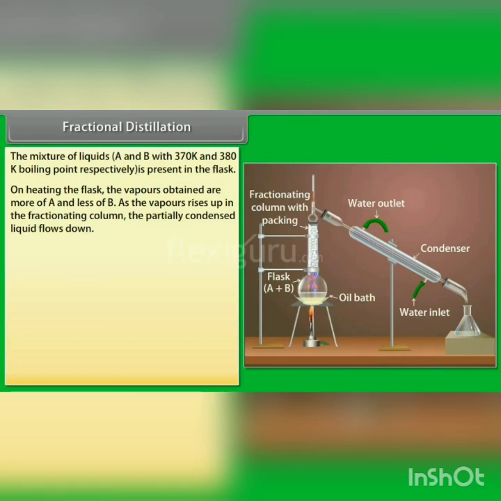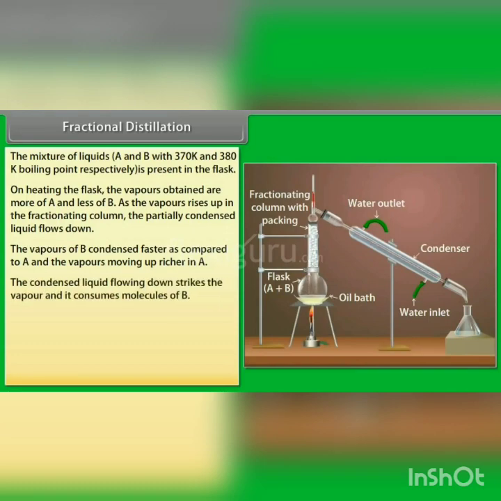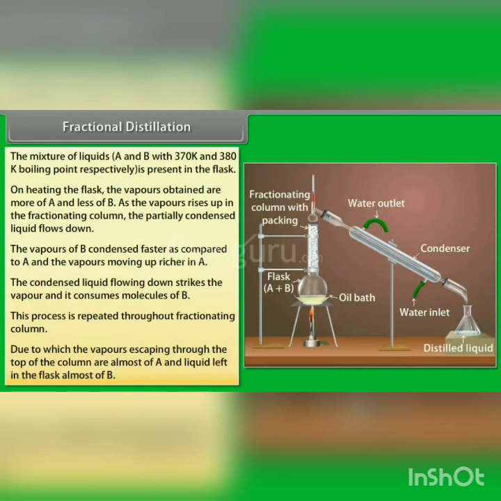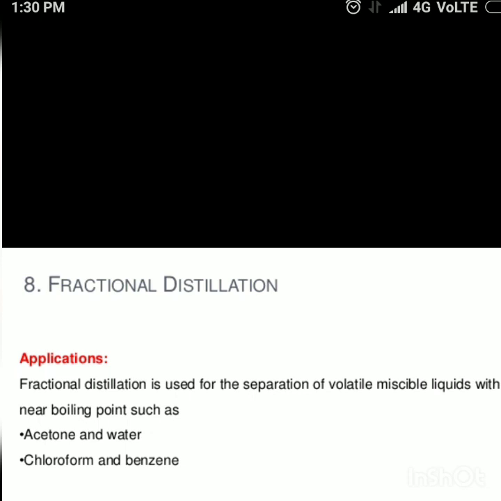As the vapors rise up in the fractionating column, the partially condensed liquid flows down. The vapors of B condense faster as compared to A, and the vapors moving up are richer in A. The condensed liquid flowing down strikes the vapor and it consumes molecules of B. This process is repeated throughout the fractionating column, due to which the vapors escaping through the top of the column are almost all A and the liquid left in the flask is almost all B. Now, I hope you have understood fractional distillation.